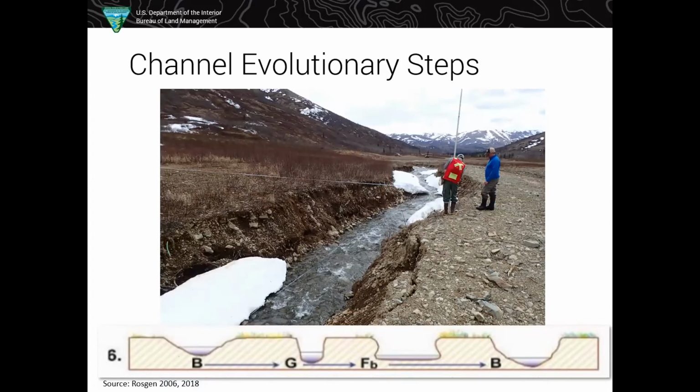Over time, this incised channel will laterally erode and create a new floodplain, consistent with succession scenario 6. It's an important consideration if you have a head cut downstream of your project, because eventually it'll be on the doorstep of your structure.